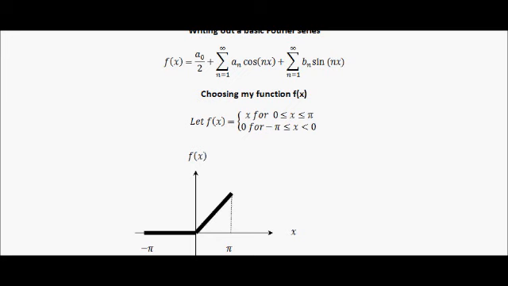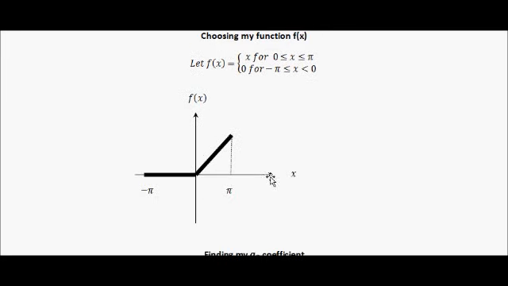So now I need to define my function. This is the function I'm going to define, partly because it's simple, and also because I know it works. It gives the result I want. So my function is defined as x from 0 to pi, and 0 from minus pi to 0, like this. And I should point out that this is only one section of the graph. This will go on forever, so after pi it goes back to here and then up like that. This basically has a period of 2 pi.